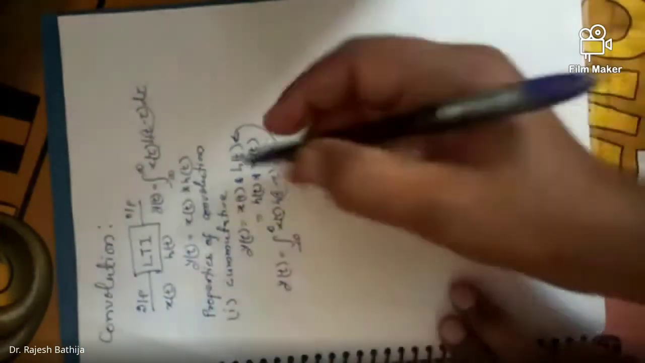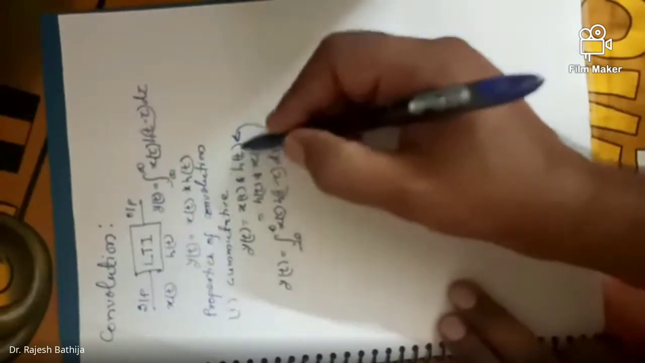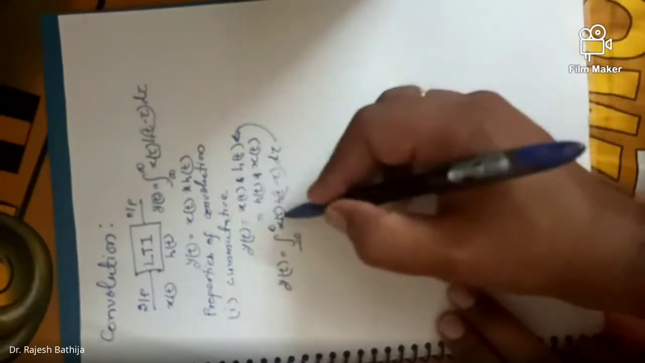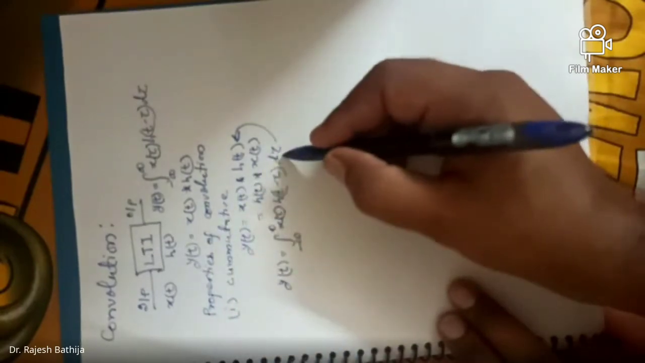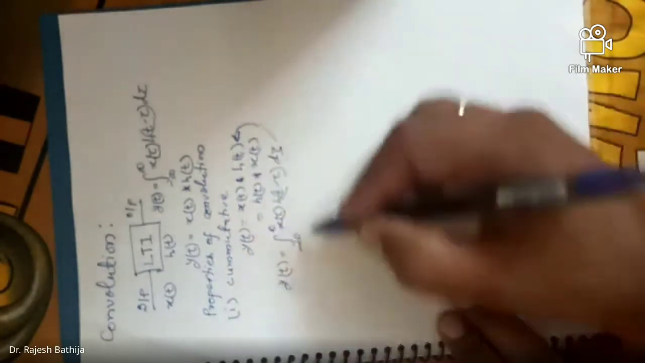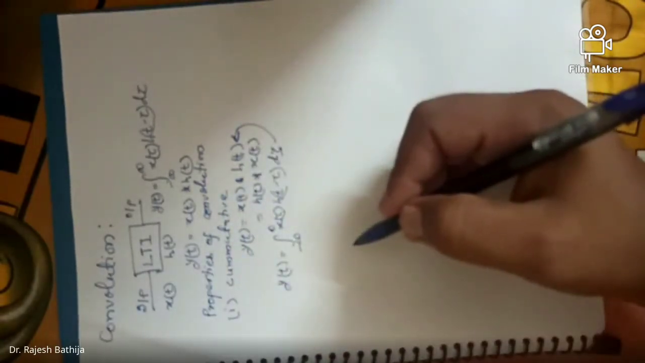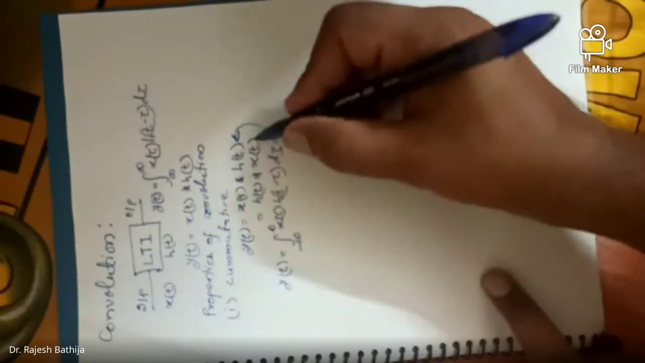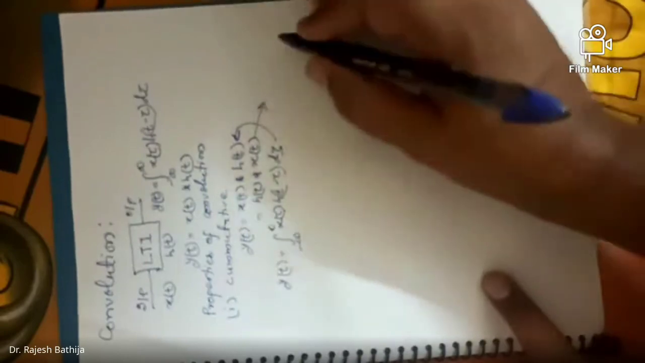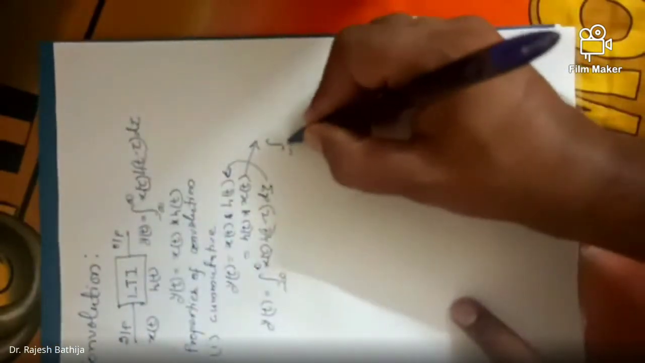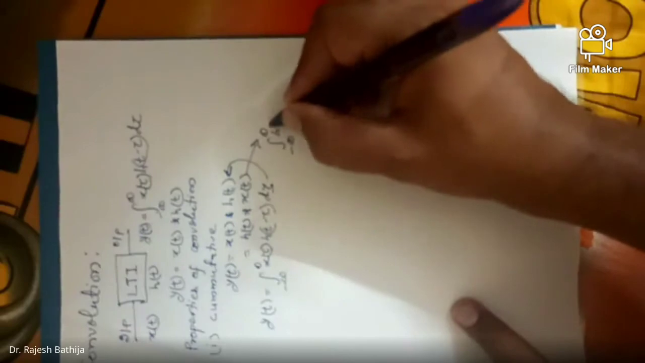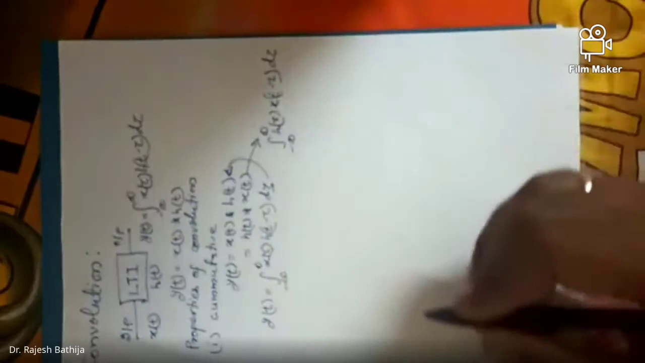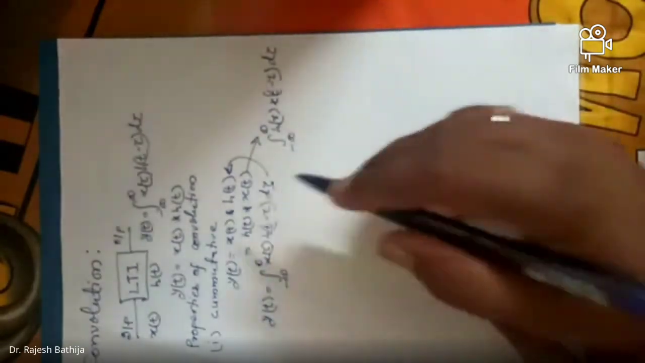Whatever is on the right hand side of this operator, we shift by t minus tau, and then we write tau, the integral, and d tau. This is the way to write the convolution. Now h of t convolved with x of t should be written in this form: integral minus infinity to infinity of h of tau x of t minus tau d tau. Now our problem is to make these two equal to each other.